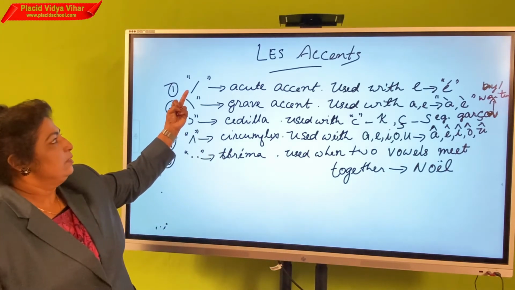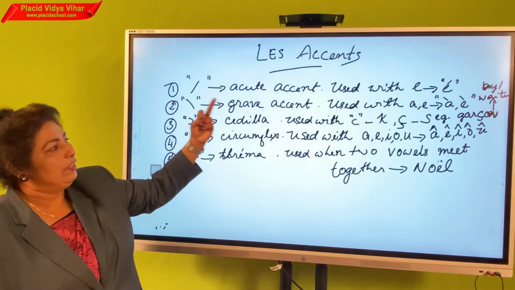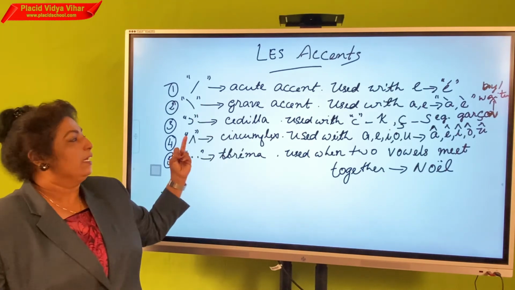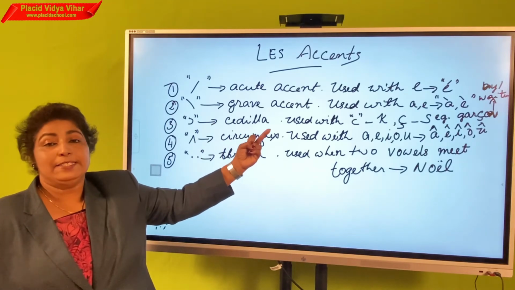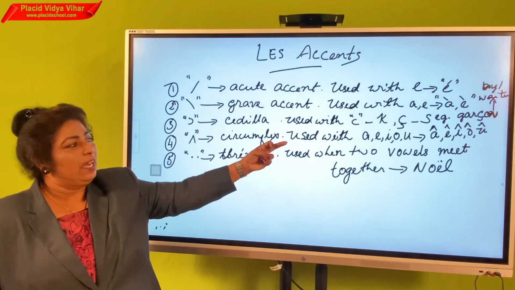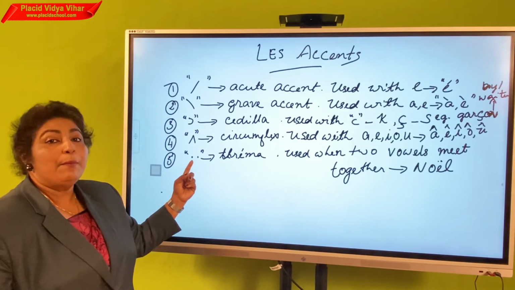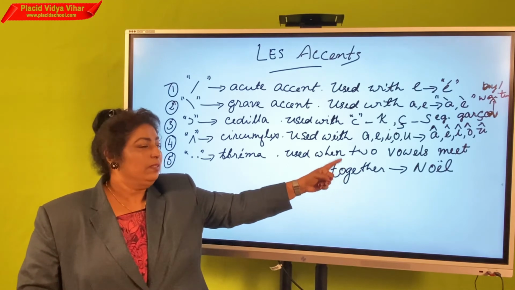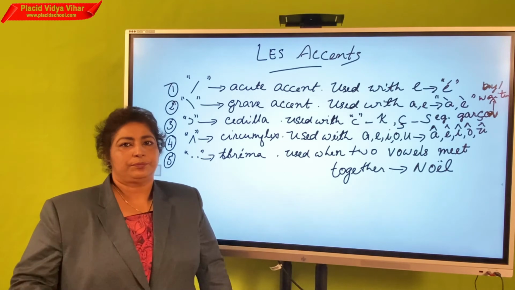So acute accent is used with E, read as E acute. Grave accent is used with A and E, and read as A grave and E grave. This is cedilla, used with C to get the S pronunciation. Then circumflex is used with A, E, I, O, U. Then this is tréma, used when two vowels meet together. Example, Noël, N-O-E tréma L, Noël.